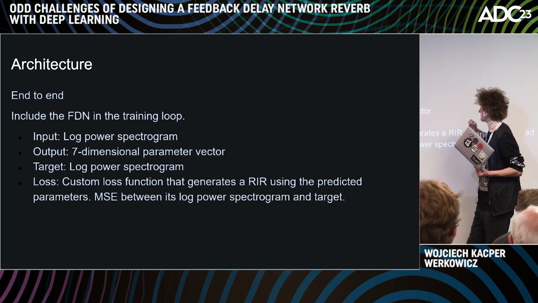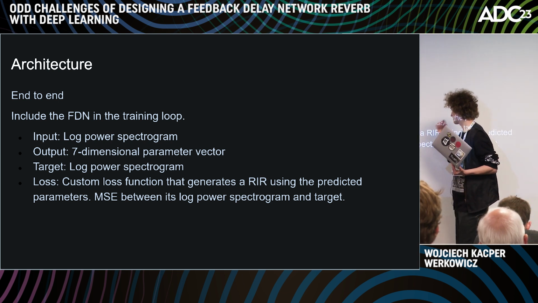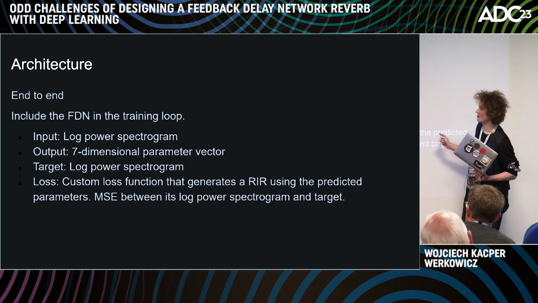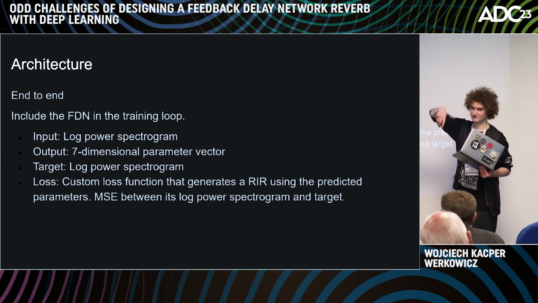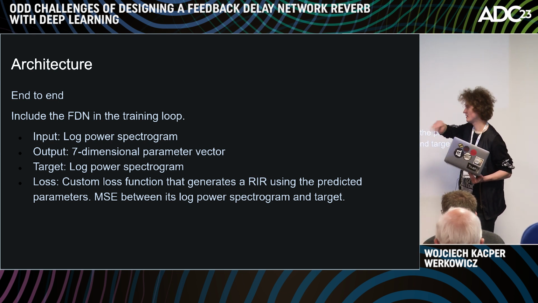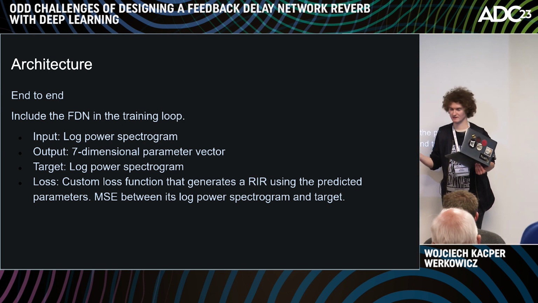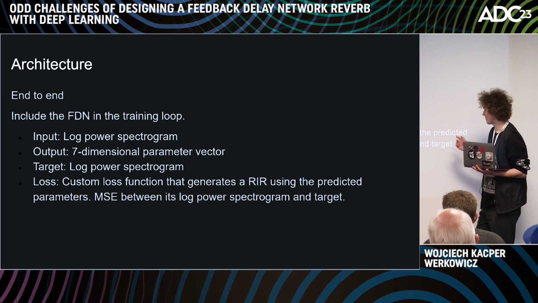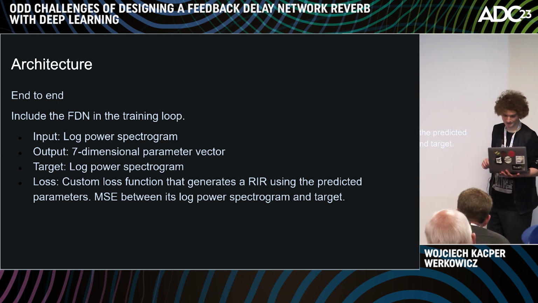It's just that when you're calculating the loss function, you need to implement your own custom function that generates an impulse response using the predicted parameters. So the FDN, you actually have it in the custom loss. You feed it the impulse, you get the signal vector, you do the spectrogram of that, and then you can do either MSE or a spectral loss, for example, between the log power spectrogram of that generated RIR and the target one.